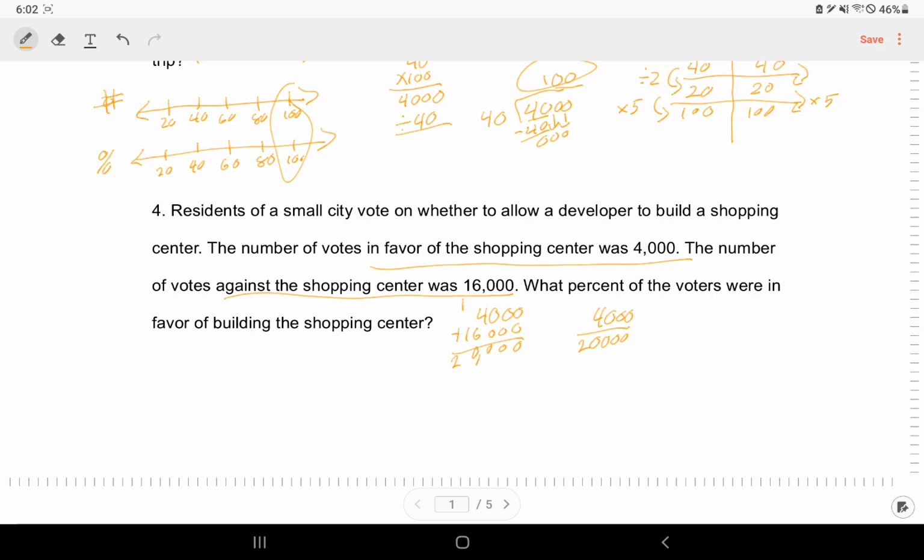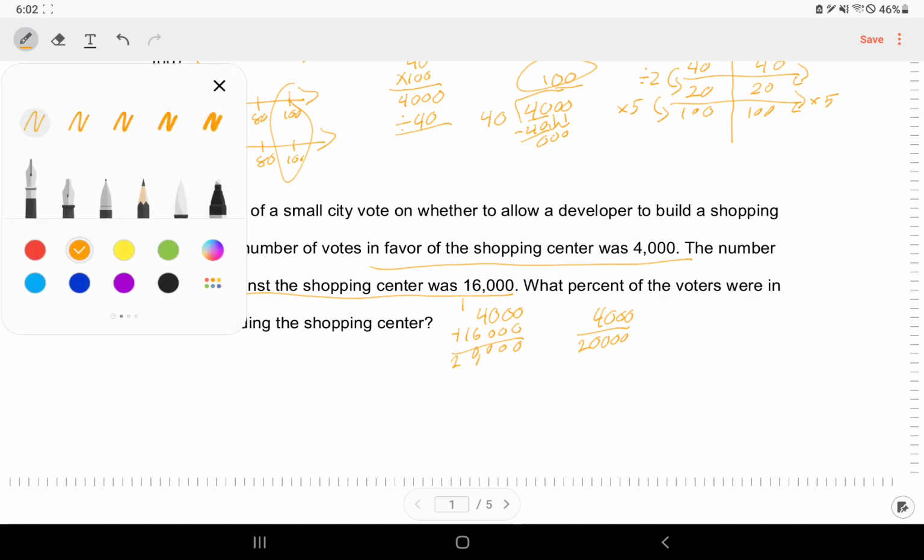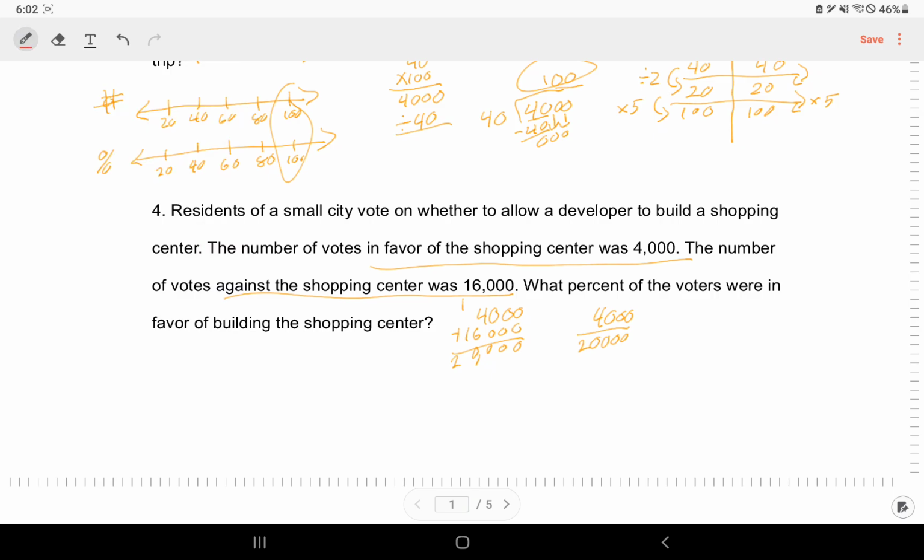Well, when we do this division, a simple trick is to cancel 0, 0, 0. And so we've got 4 over 20. What times 20 is 100? Well, that's 5. And so we do times 4, and we get 20. And since it's 20 over 100, that means it's 20%.